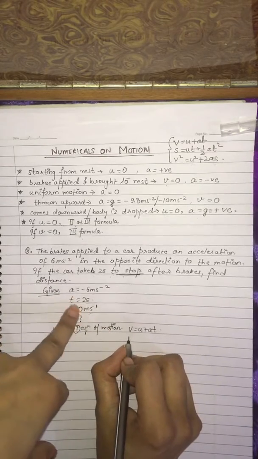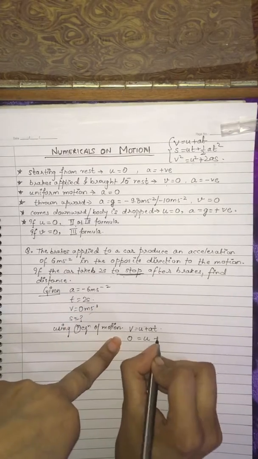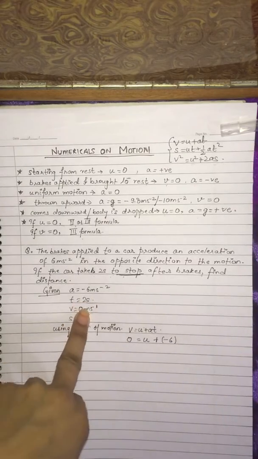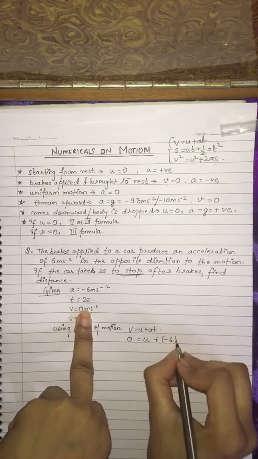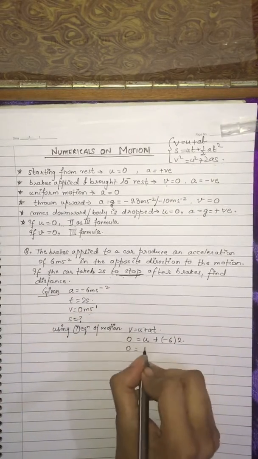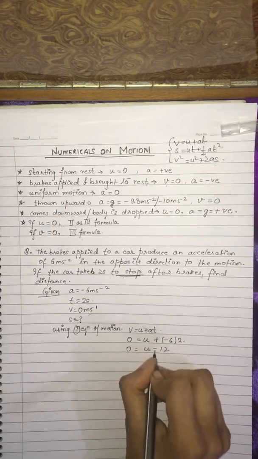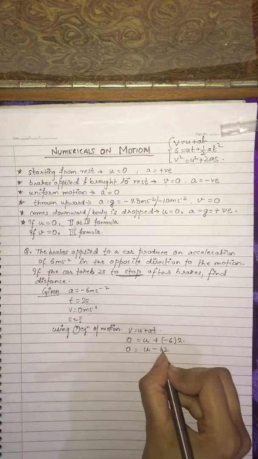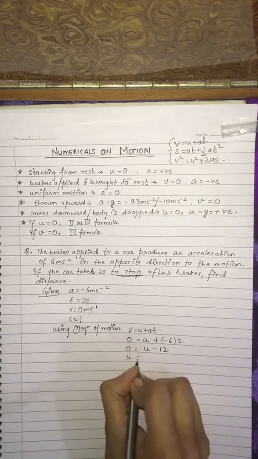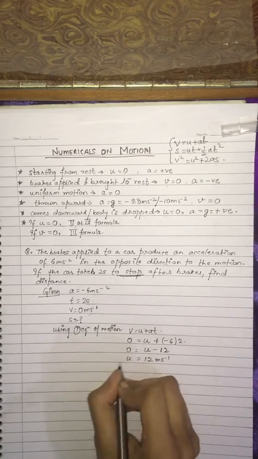Okay, what is v? 0. u we do not know, plus a is what? Minus 6, and t is what? 2. Fine. Okay, then we have u, 6 twos are 12, and this is a negative sign, so it will be 12, and we will bring 12 to the left hand side, and we will have this 12 meter per second as our initial velocity.